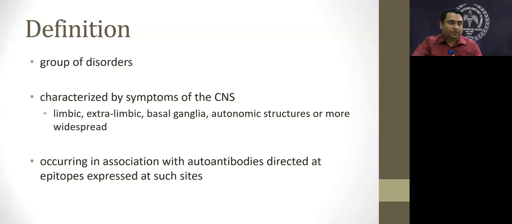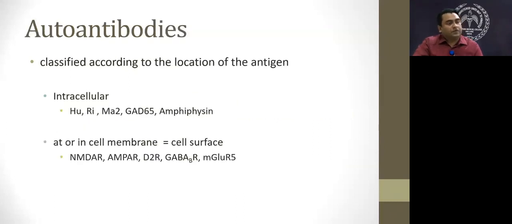So what is the illness that we're talking about? It's a disease which presents with autoantibodies, and these are classified depending on the location of the antigen. It could be either intracellular or on the cell surface. The intracellular ones are the anti-Hu, Ri, Ma2, amphiphysin antibodies, a whole bunch of them. On the other hand, the ones on the cell surface, at the cell membrane, are the NMDA receptor, the AMPA receptor, dopamine 2 receptor, and so on. So these antibodies are classified based on the location of the antigen.